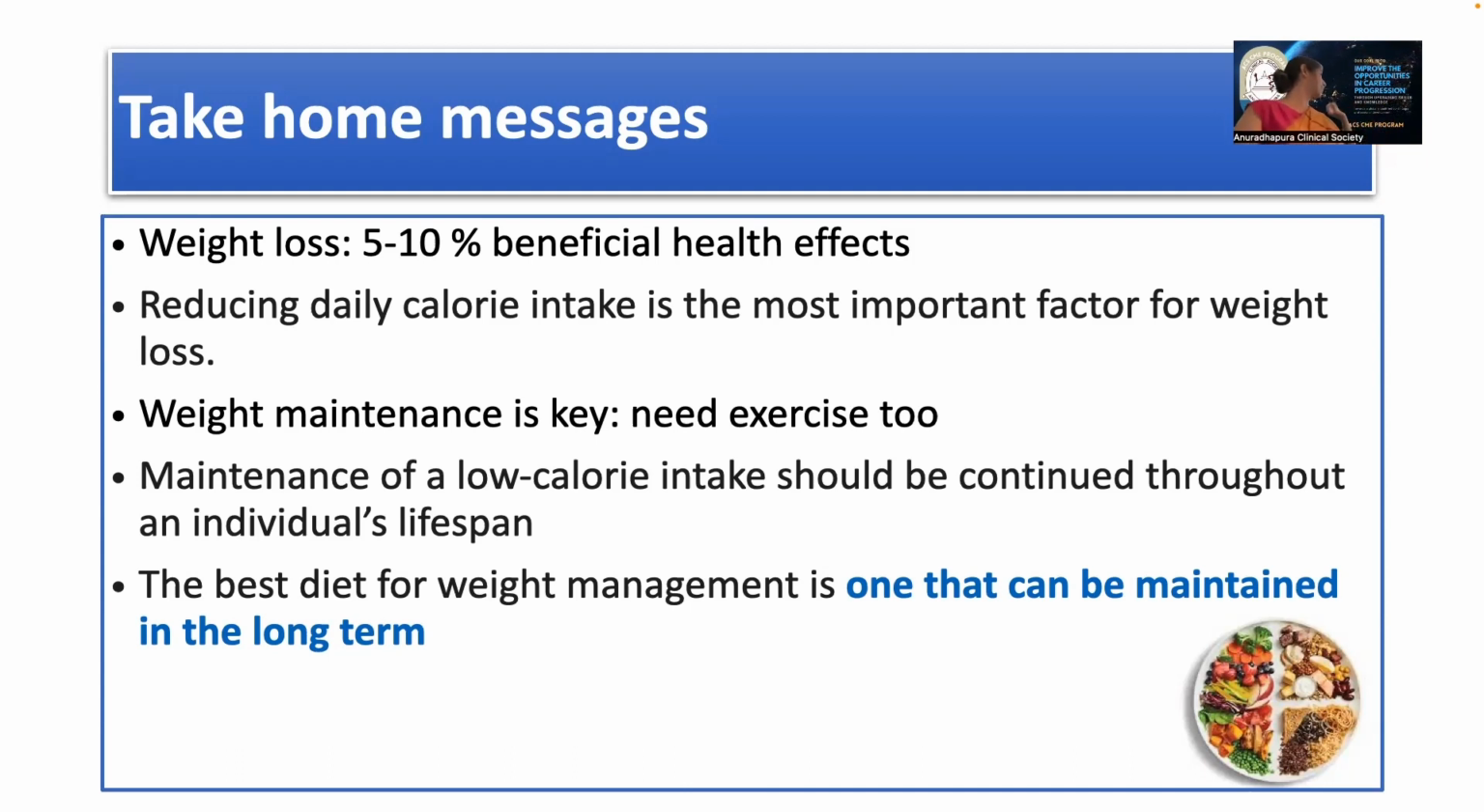And so the best diet for weight management is one that can be maintained for the long term. It will be different from person to person. So the best diet will be one that can be maintained throughout life. For some people, it will be low carb. For some people, it will be intermittent fasting with that 8 hours. So you have to choose what you can do, and you have to continue it. That is the key message.